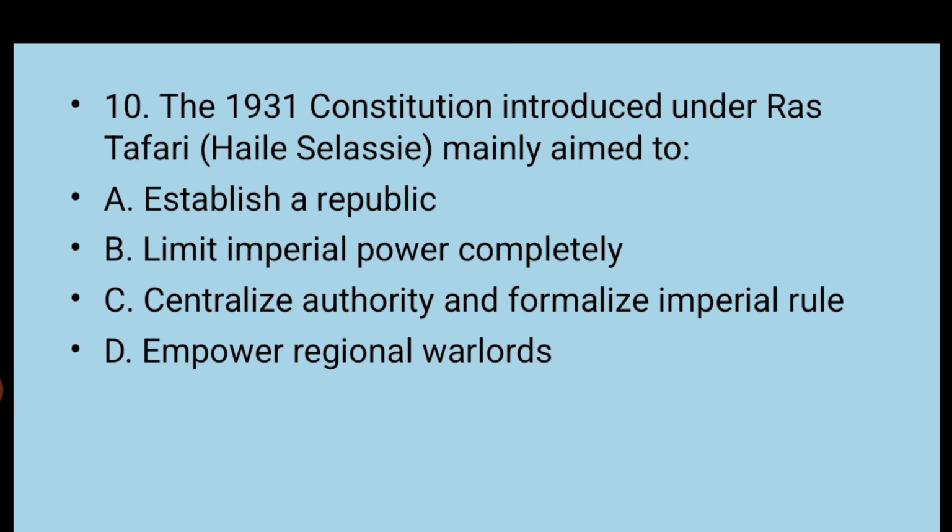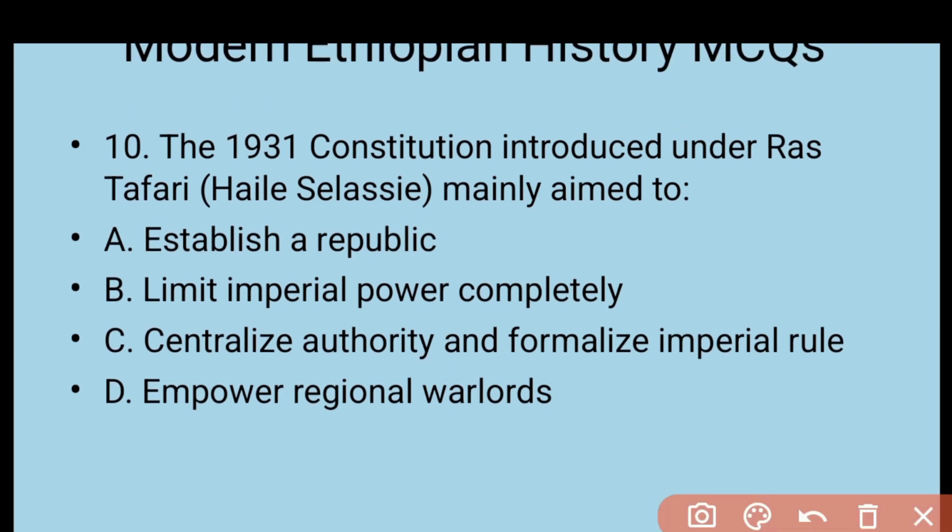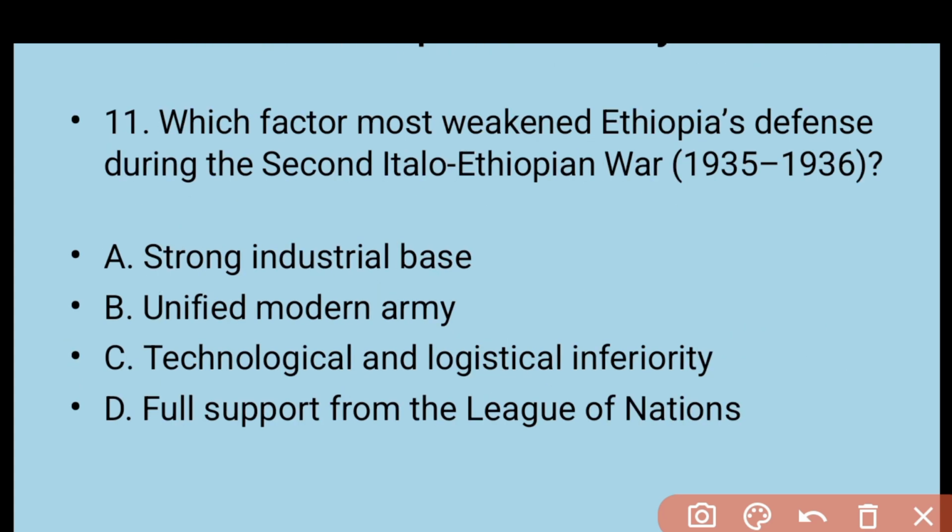The 1931 constitution introduced under Emperor Haile Selassie mainly aimed to: A. Establish a republic. B. Limit imperial power completely. C. Centralize authority and formalize imperial rule. D. Empower regional warlords. The right answer is C. Centralize authority and formalize what? Imperial rule. So it legalized the divine right to rule of whom? Emperor Haile Selassie.